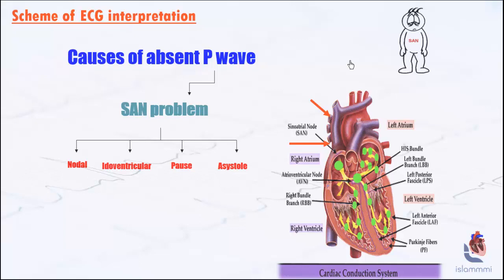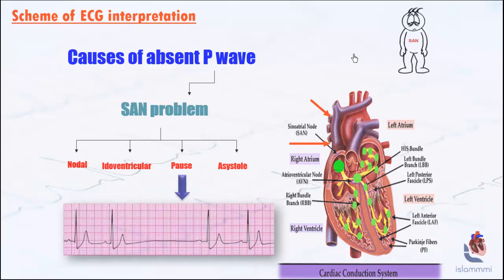The third one, we might have what we call a pause. What is the pause? Suppose that the SA node is working, and for like 1 or 2 seconds, it stops working, and then again it starts to work. So only for like 1 to 2 seconds, it will stop working. How can we find this in the ECG? Very clearly. We have a sinus beat here, and then a flat line. And then again, the heart starts to contract again.